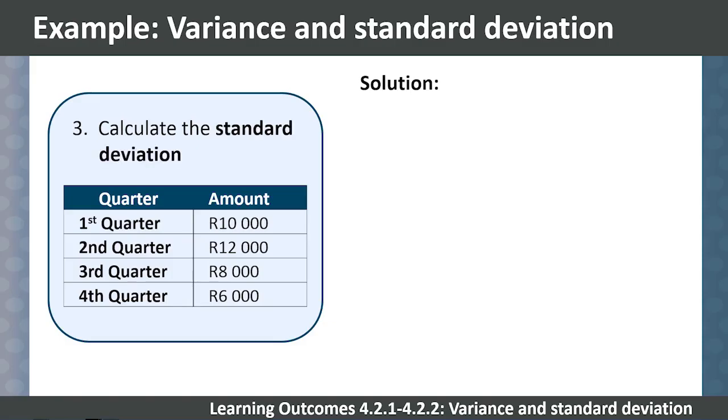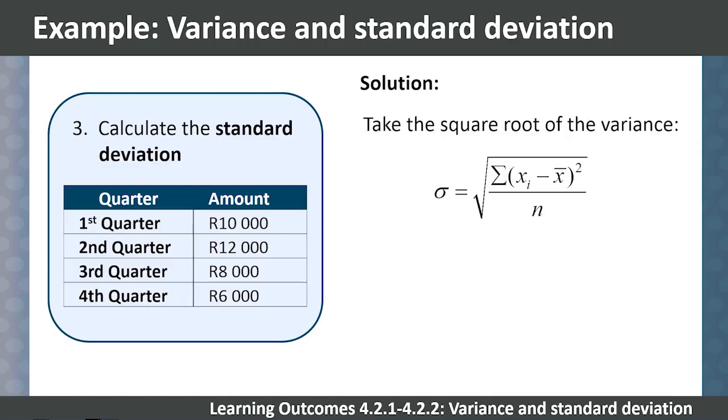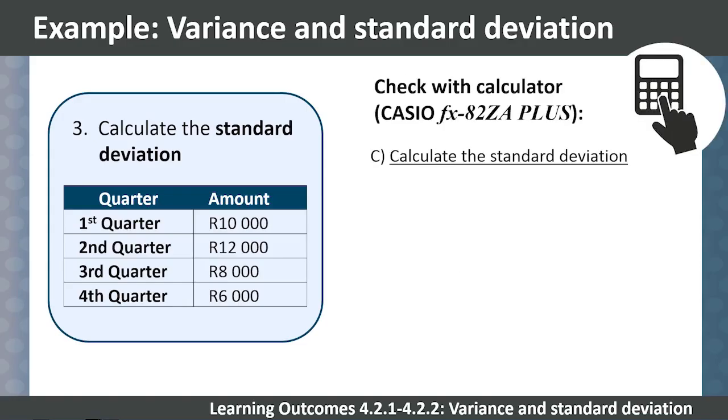Now that we have our variance, we can easily calculate our standard deviation by taking the square root of the variance. This is the square root of 5 million, which gives us a standard deviation of 2,236.01. We can also check this figure with our calculator.